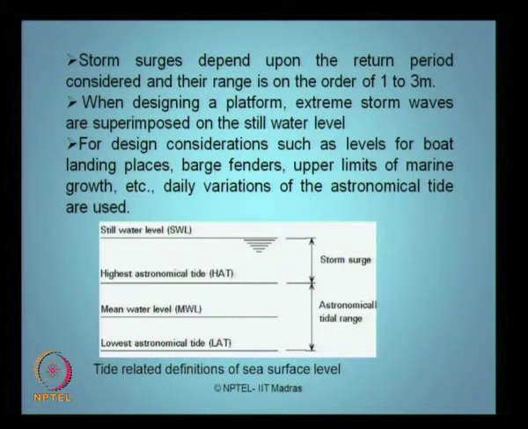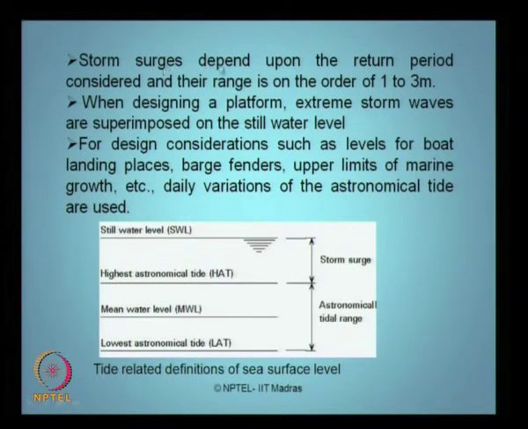Ladies and gentlemen, this figure gives a tide related definition of the sea surface level. Look at these 3 levels which are usually measured or mentioned in the literature: still water level, highest astronomical tide level, and mean water level. Remember, these levels are not the same. There is some confusion in much of the literature given. Still water level and astronomical tide level are varied by what we call a storm surge.